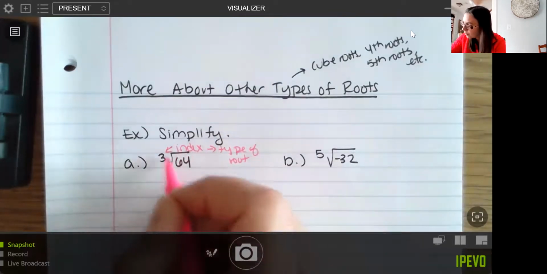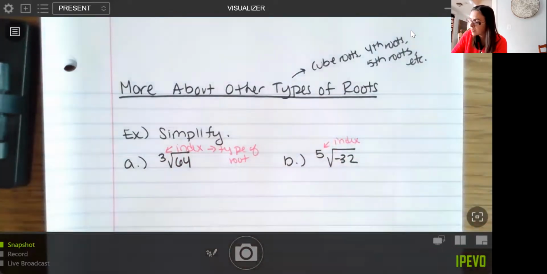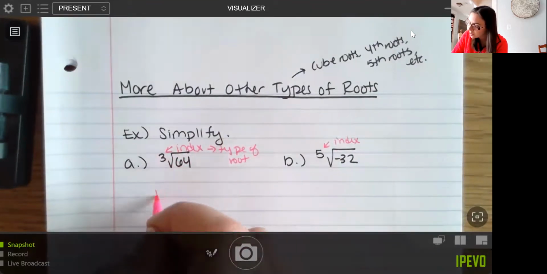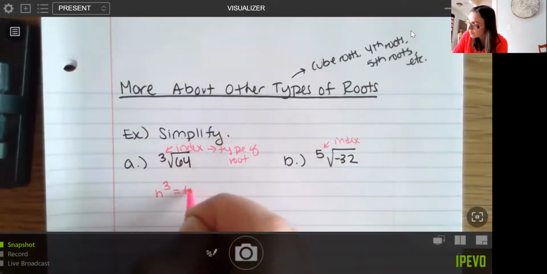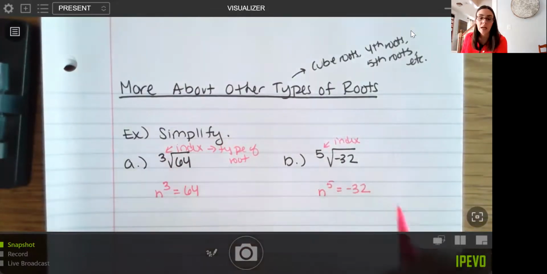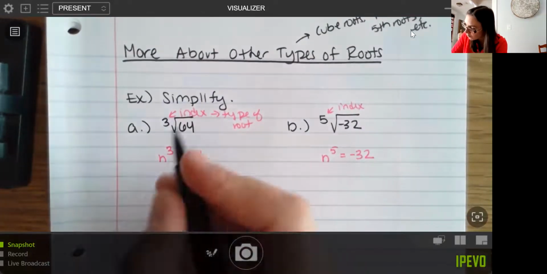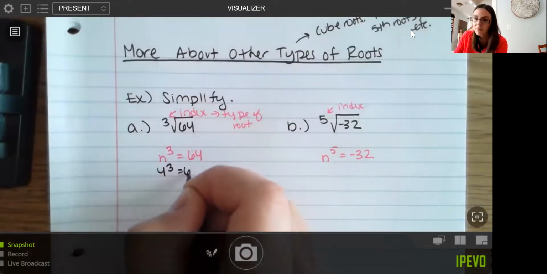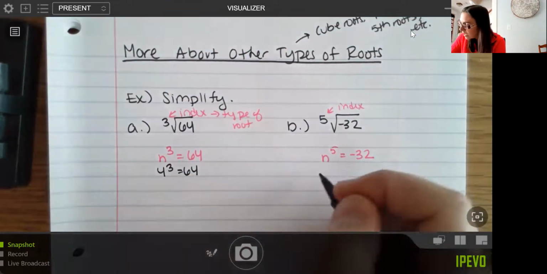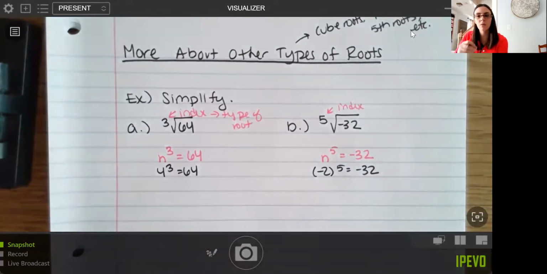So here I have a third root. Here I have a fifth root, right? In this case, we're looking for a number such that when we raise it to the third power, we get 64. And here we're looking for a number to the fifth power that gives us -32. You can play around with different values, and hopefully you'll see that 4 to the third power is 64, 4 times 4 times 4. And -2 to the fifth power is -32. -2 times -2 times -2 times -2 times -2. If you multiply those all out, you do get those values.